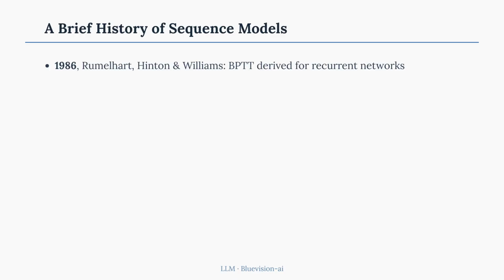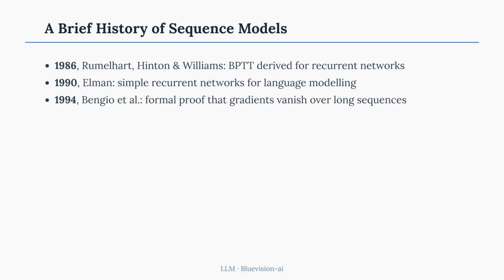1986. Rumelhart, Hinton, and Williams derive backpropagation through time. The algorithm works, and it's elegant. And it already contains the vanishing gradient, though it will take years to see that. 1990. Jeffrey Elman builds simple recurrent networks and shows they can learn sequential patterns. Short ones, but real ones. 1994. Yoshua Bengio and colleagues prove it formally. Vanishing gradients are not a quirk of implementation. They are an inherent consequence of the architecture. So this isn't something a better implementation will fix.